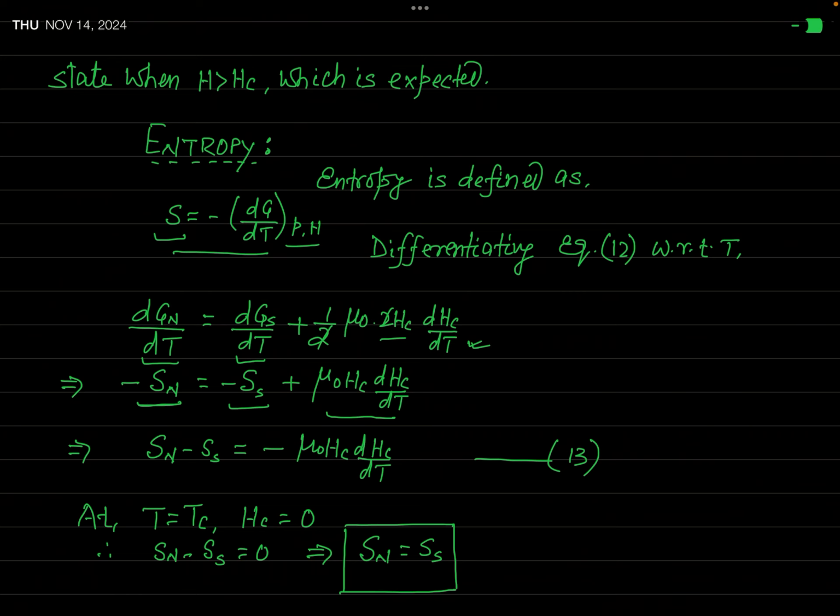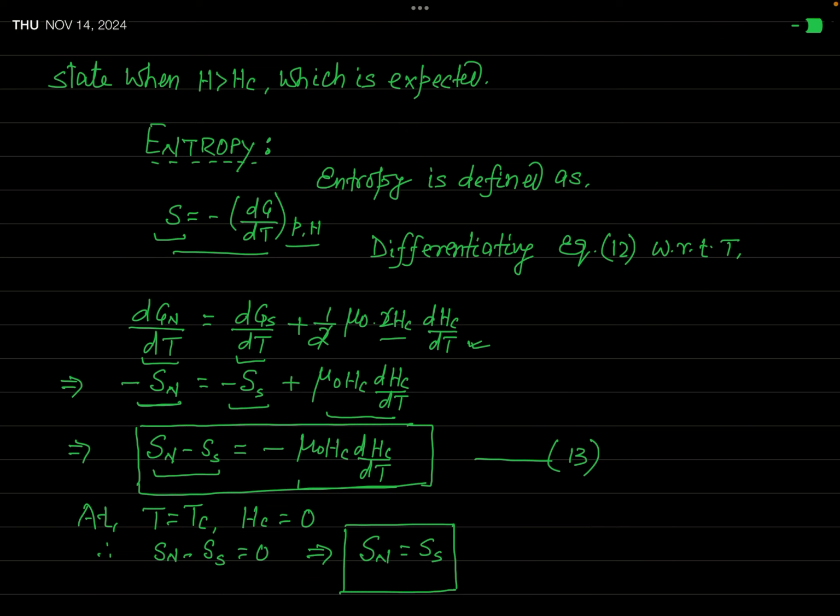Now you can change the sides of the terms, and you can see Sn minus Ss will be equal to minus mu naught Hc times dHc by dT. So this is the expression for the change in entropy of our system when its state is changed from normal state to the superconducting state, or superconducting state to the normal state. That is when the superconducting phase transition takes place.